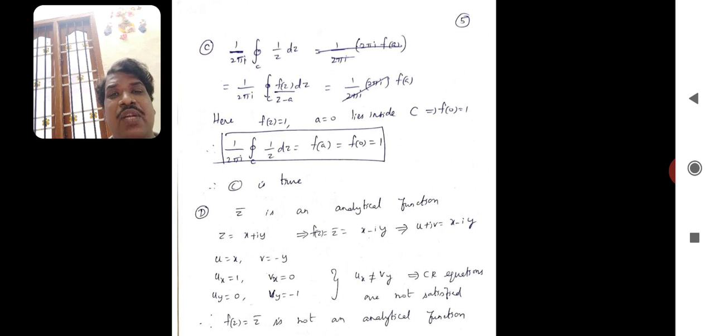For any z value, they are not going to be equal. Therefore the CR equations are not satisfied even at a single point. So f of z equals z bar is not analytic. But in option D, it is given that z bar is an analytic function. Therefore statement D is not true, which is the required answer.